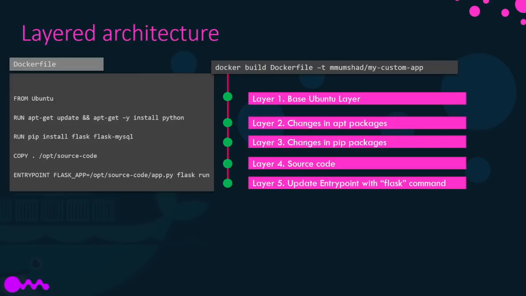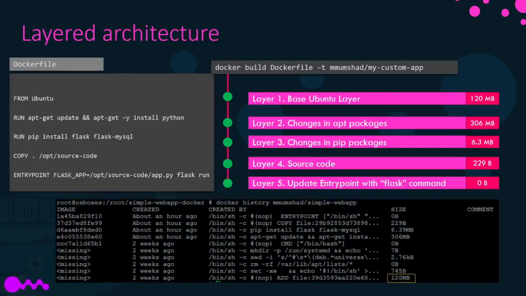Since each layer only stores the changes from the previous layer, it is reflected in the size as well. If you look at the base Ubuntu image, it is around 120 MB in size. The apt packages that I install is around 300 MB, and the remaining layers are small. You could see this information if you run the docker history command followed by the image name.